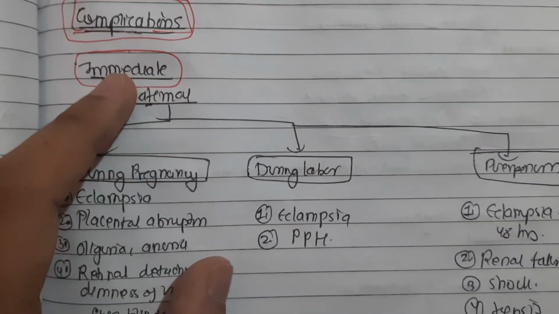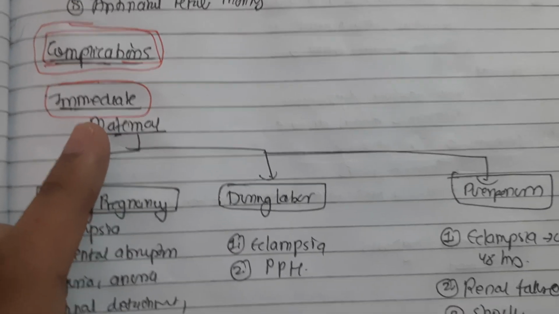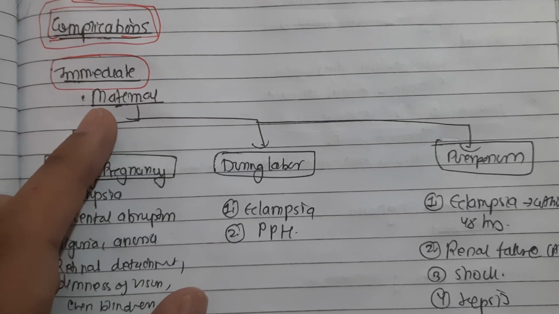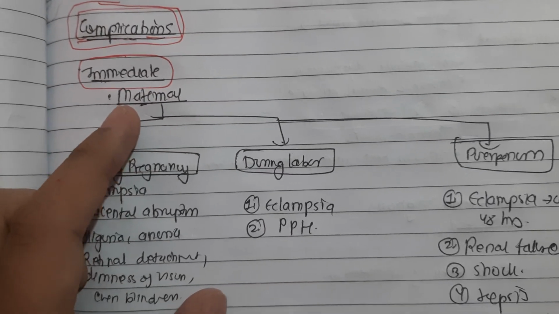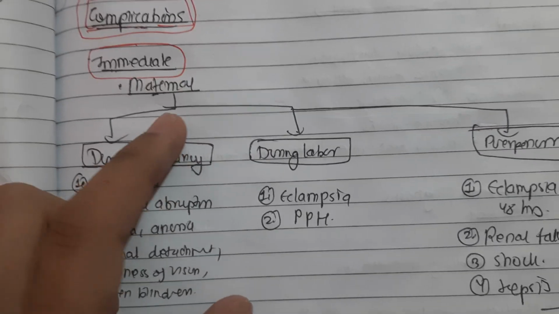Hi everyone. So we were discussing preeclampsia, and today we will be continuing our discussion, mainly talking about complications of preeclampsia. The complications are more likely to occur if the patient is left untreated. The complications can be either immediate or remote. In immediate, we have maternal and fetal complications.